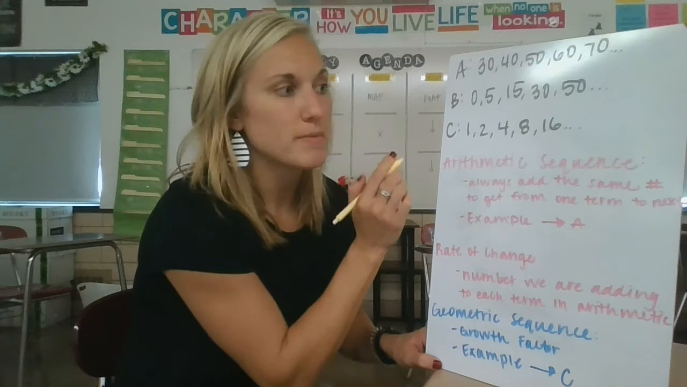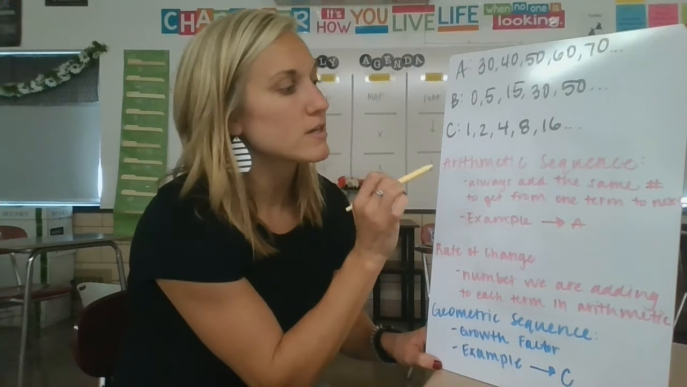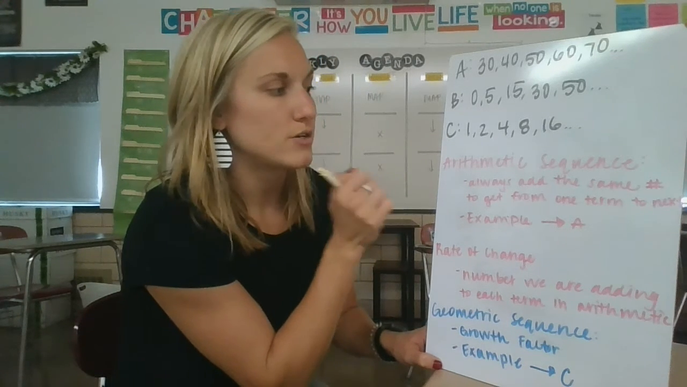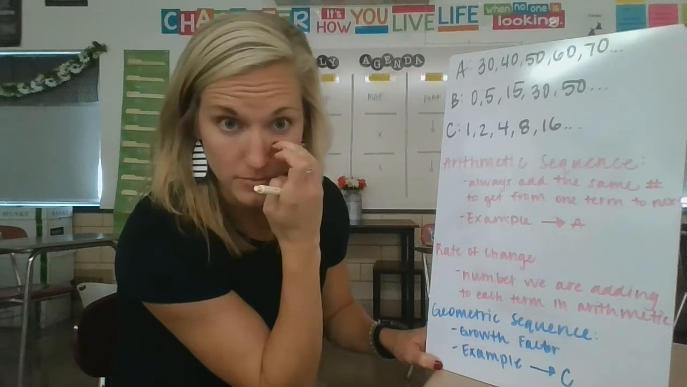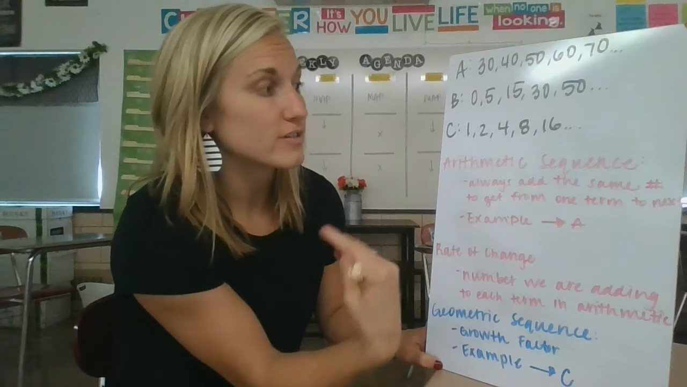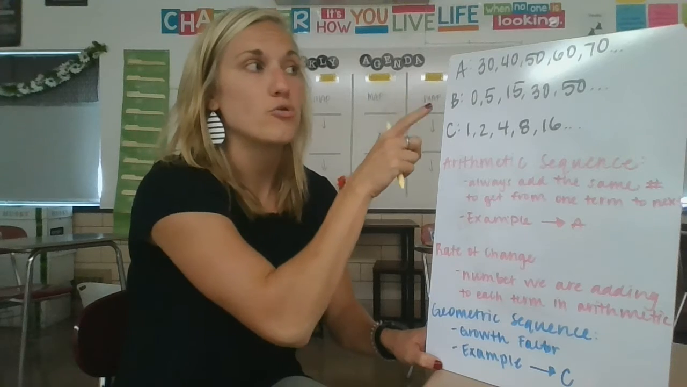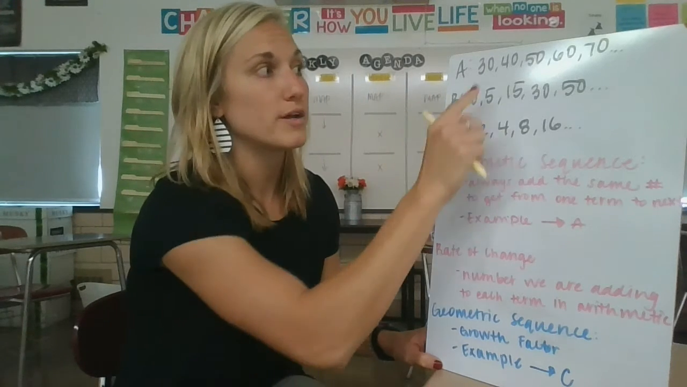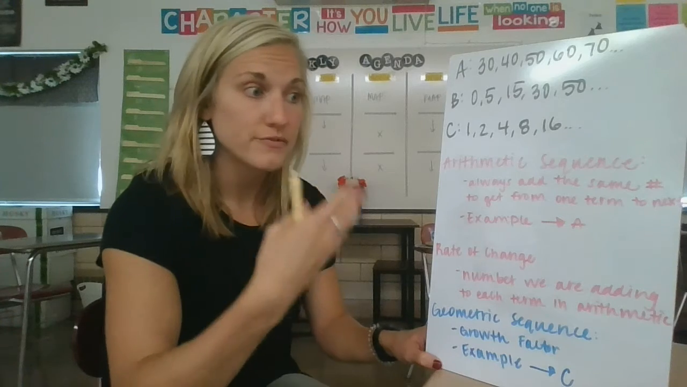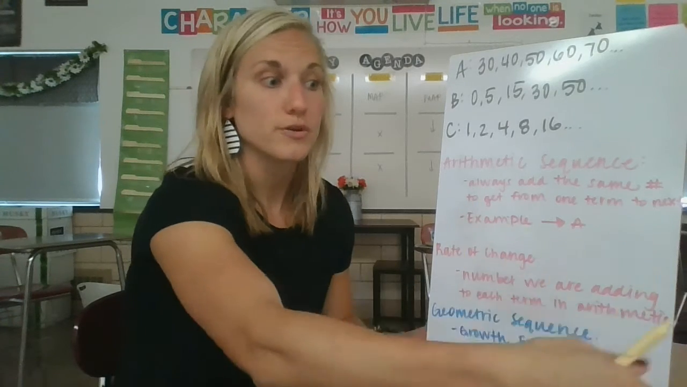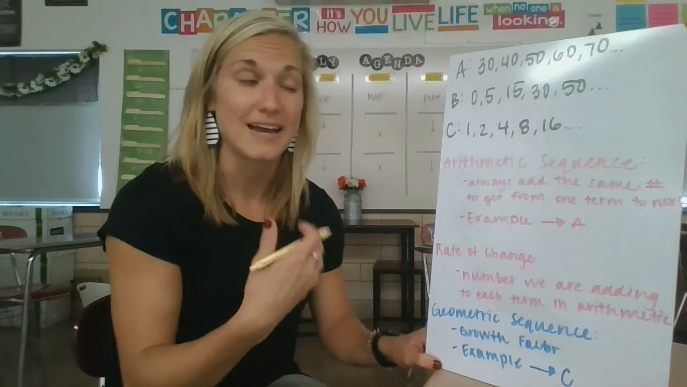The term arithmetic sequence is one that we have not talked about yet. And an arithmetic sequence is just when you are always adding the same number to get from one term to the next. So the perfect example of that would be A. I'm always adding 10 to get from one term to the next. Another example could have been 5, 10, 15, 20, 25, 30, 35, because I was always adding 5.